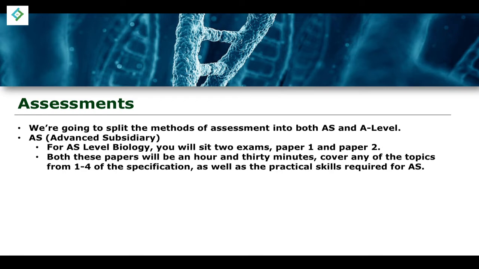So what this essentially gives us is that sections 1 to 4 cover all of the AS topics, and then sections 5 to 8 will cover all of the A-level full topics. And so if you're only taking the first year, if you're only taking AS up to year 12, then you will only have to do sections 1 to 4 of the specification.